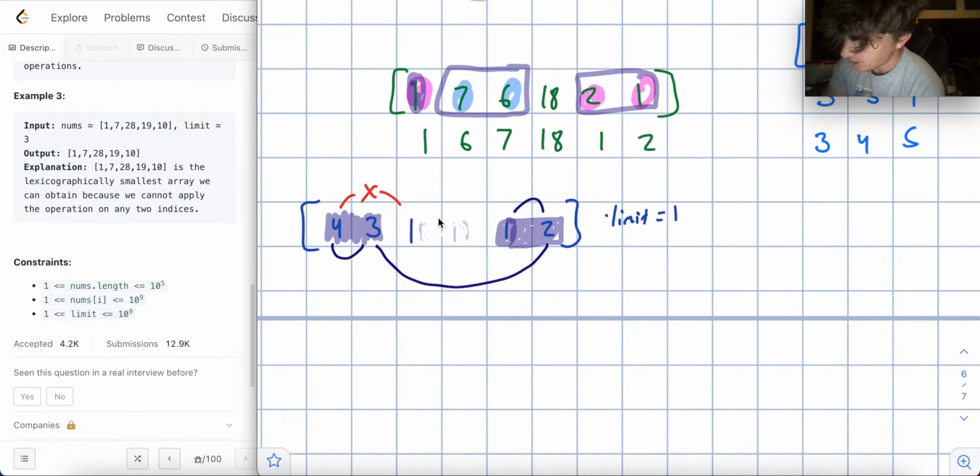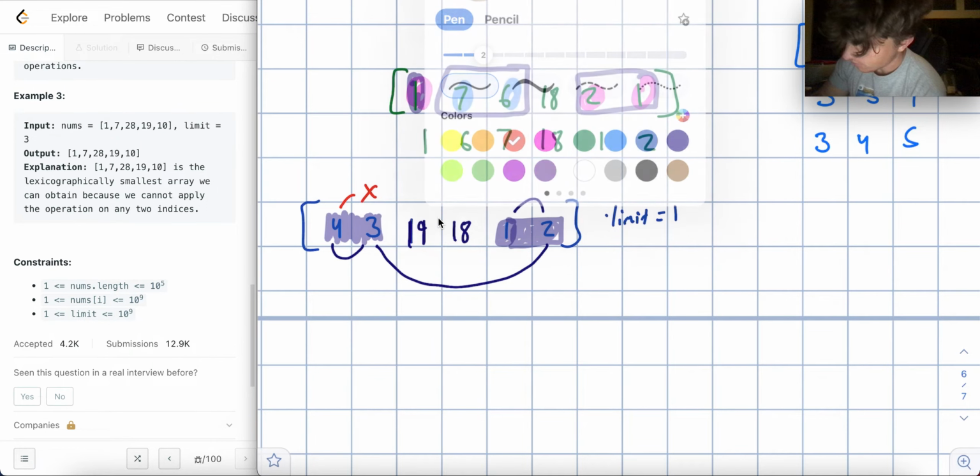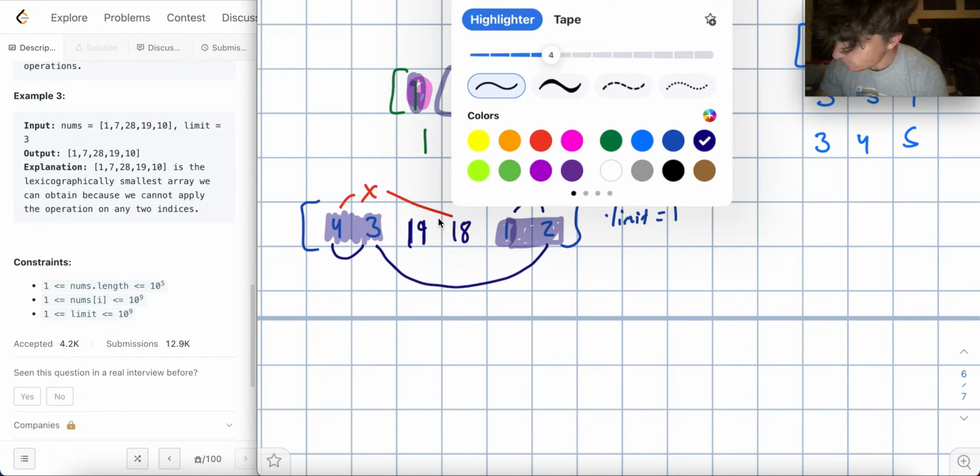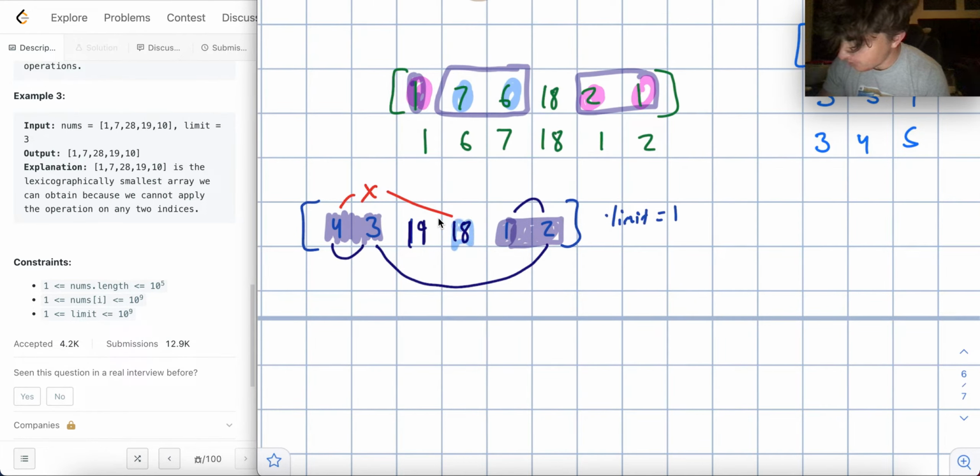And let's make this actually 19, 18, just for the sake of trying to keep this at least a little bit consistent. But then 18 and 19 are in a group, because from 18, I could say, yeah, 18 are in a group together, and 19 gets extended into that group.